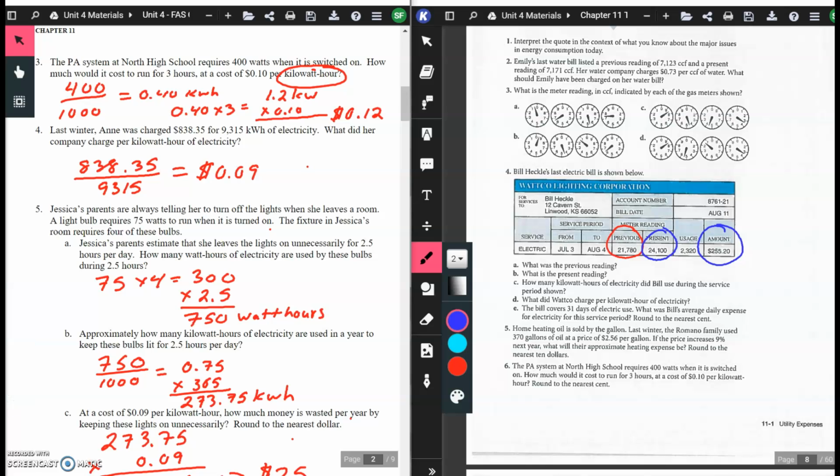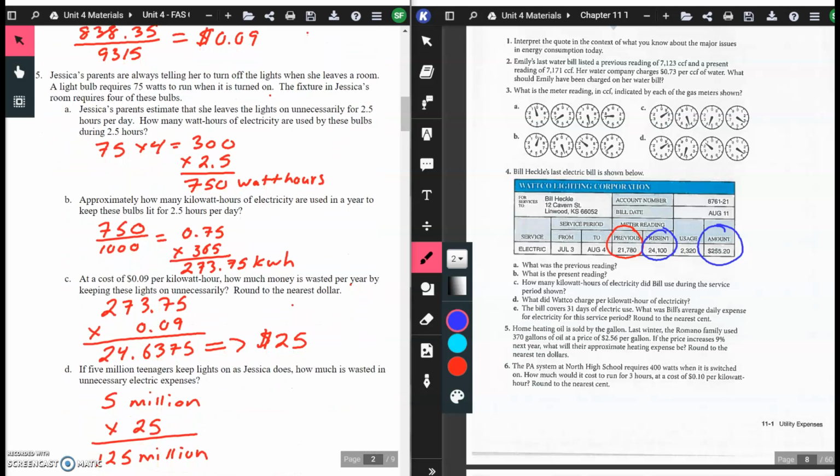Last winter, Ann was charged $838.35 for 9,315 kilowatt hours of electricity. What did her company charge per kilowatt hour of electricity? So you take your total amount charged, which is $838.35, divided by the kilowatt hours of electricity, which is 9,315. That gives you 9 cents per kilowatt hour.